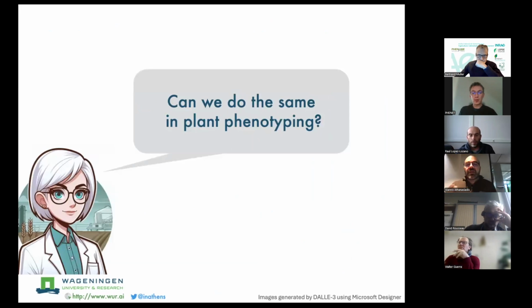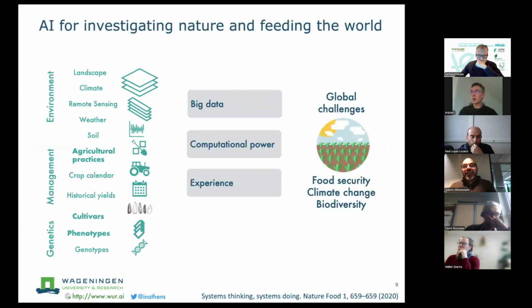The key question that I will try to address today is, can we do the same in plant phenotyping, and to what extent? Bertrand presented very well that there are several global challenges that need to be addressed. There are very many relevant problems related to food security, climate change, biodiversity, and we have big data, we have computational power, and we have a lot of experience in addressing those questions. The key challenge is how to bring them together.